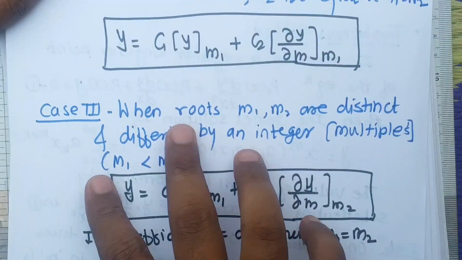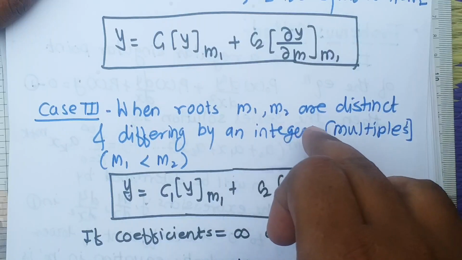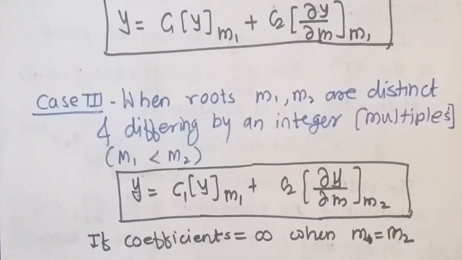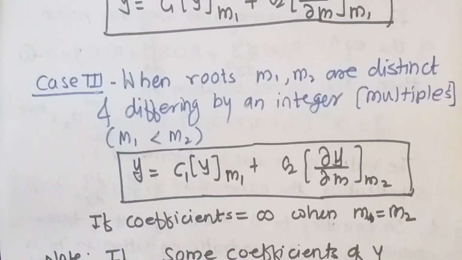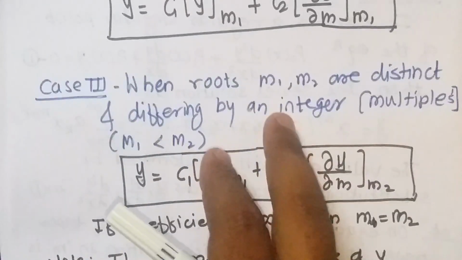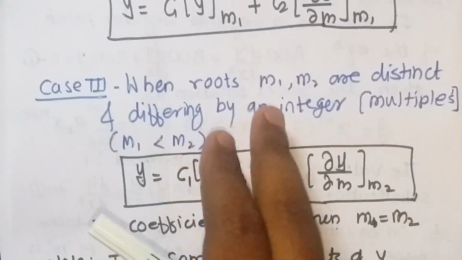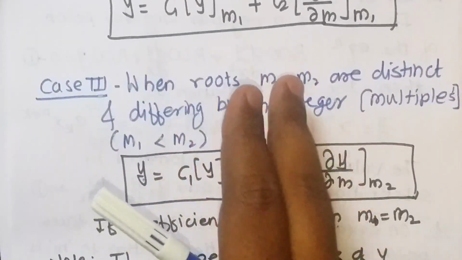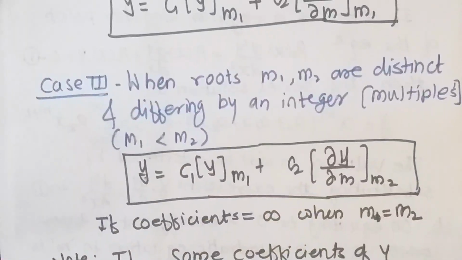Now case number 3, when roots m1 and m2 are distinct and differing by an integer. Okay, so in the case 1 we have non-differing by an integer, and in case number 3 we are having differing by an integer. So meaning of case 1 is non-multiples, m1 and m2 are non-multiples of each other, and in the case 3 the meaning is these two roots will be multiples of each other.